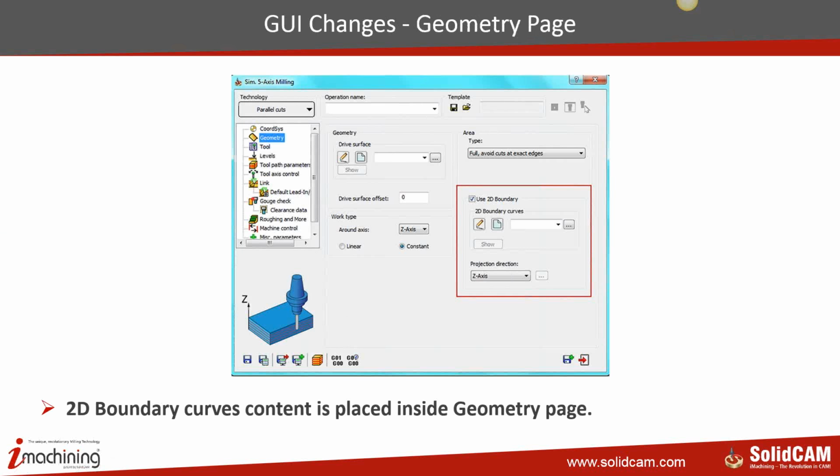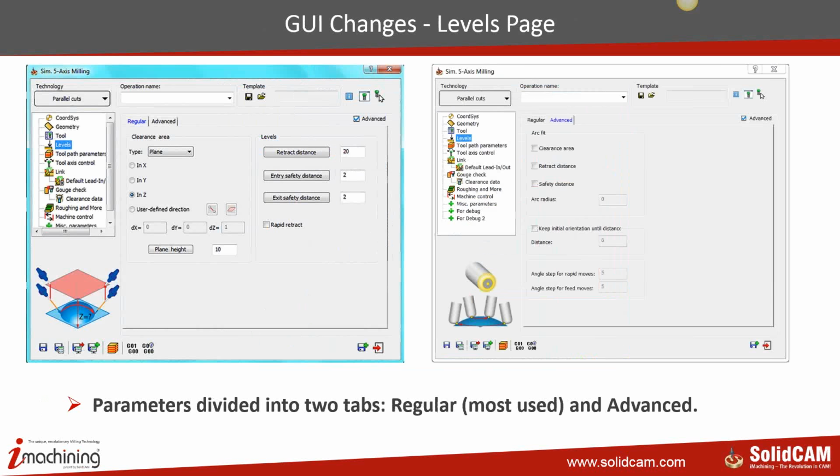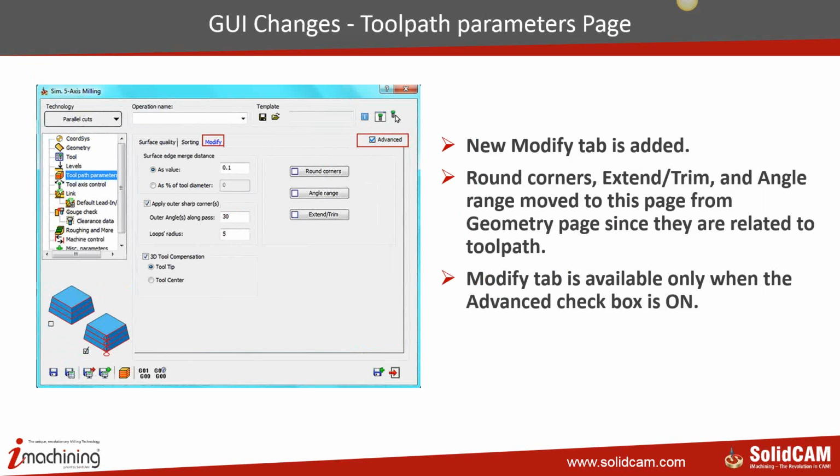Right, the first was some geometry changes in the GUI, where we moved the boundary curves from another place to geometry because we felt that was more logical. There were also changes to the levels page, where we introduced an advanced parameter and moved some of the regular parameters into the advanced function, which are not mostly used, and are used only when certain things need to be controlled. Also in the Toolpath parameter page, we added a modify function and moved some of the parameters into modify, making it much easier and simpler. Basically, we modified our GUI to make it much easier to work with in 2015.